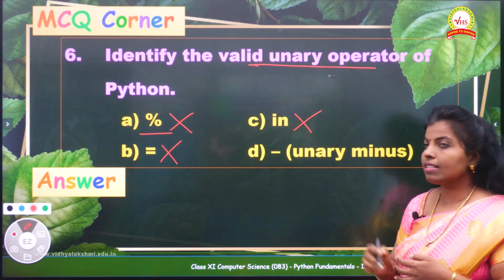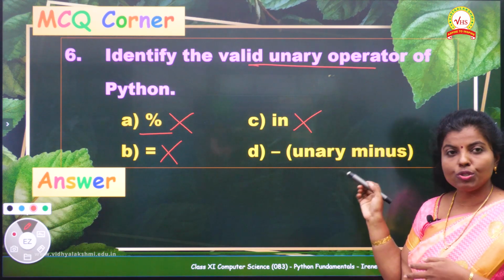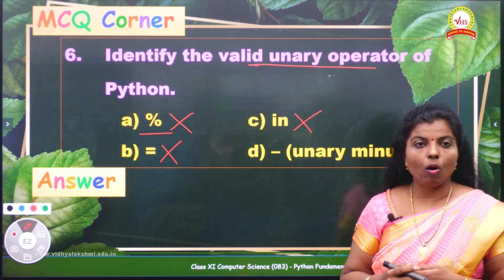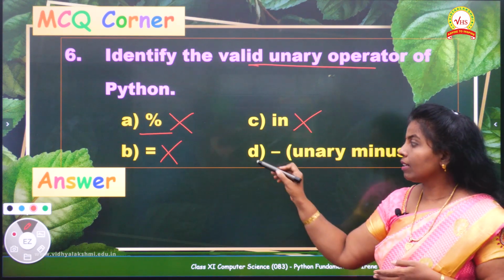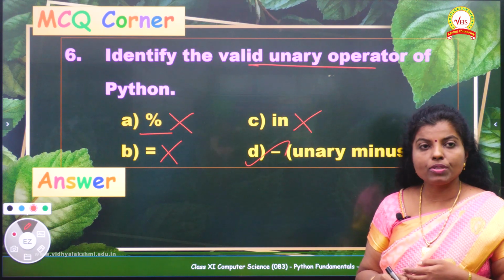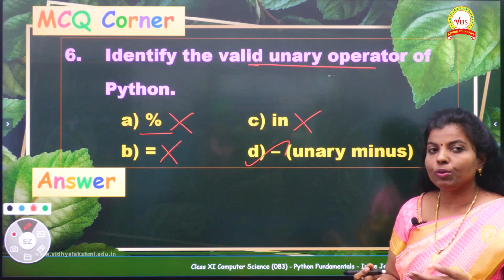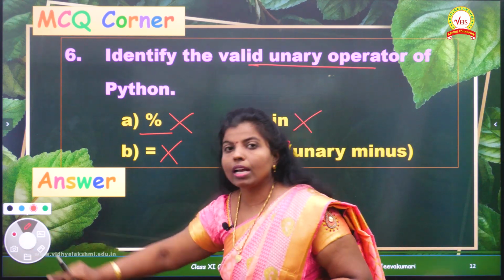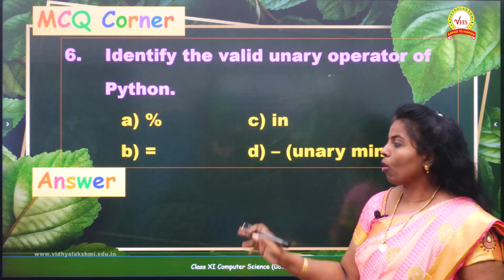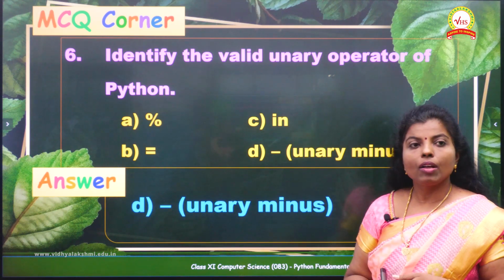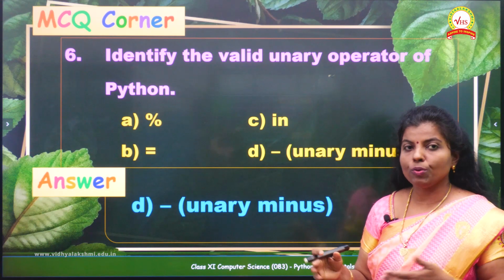And option D is given as minus, that is unary minus. This unary minus works upon only one operand. That's why our correct answer is going to be the option D, unary minus, because we have to find the valid unary operator. So according to that, our option is going to be the option D, unary minus. So the answer is option D, unary minus.